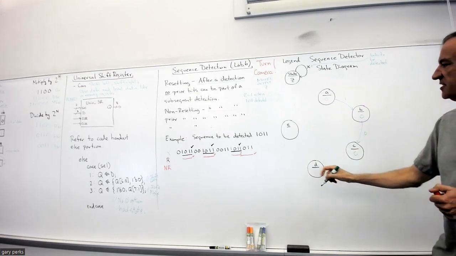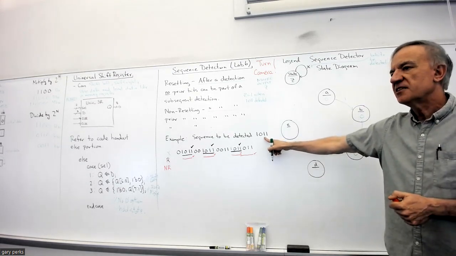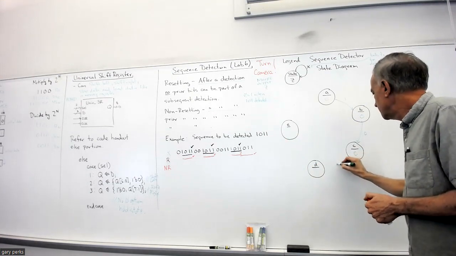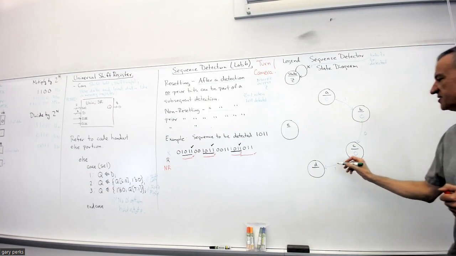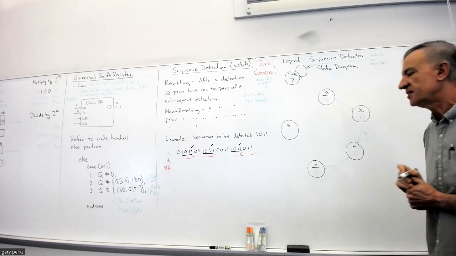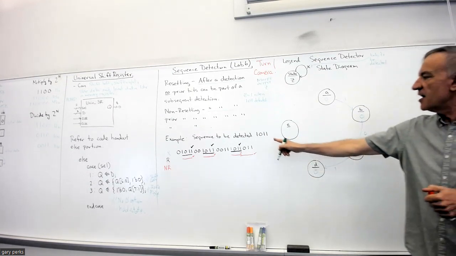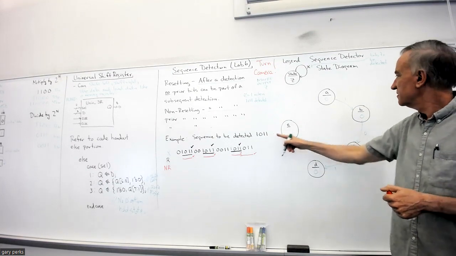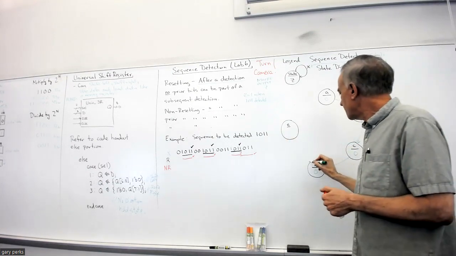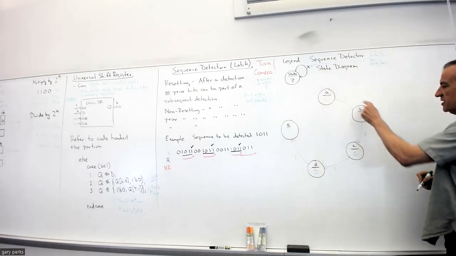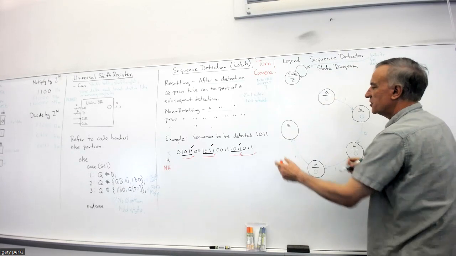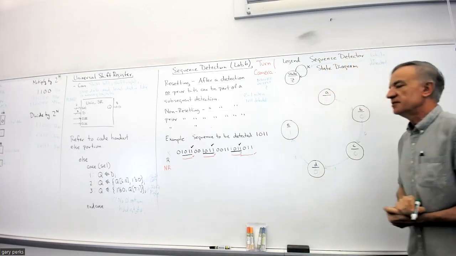Okay, to go to state D, I would need a 1, right? Because that's the next bit in my sequence. So if I get a 1, it's going to take me to state D, but I still don't have a detection. So Z is 0. And now if I get a 1, after I've gotten a 101 prior, well, then I have a detection, right? 1011, that's what I'm looking for. So Z would go to a 1.